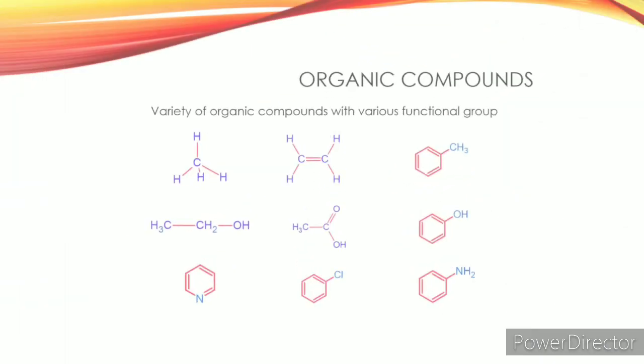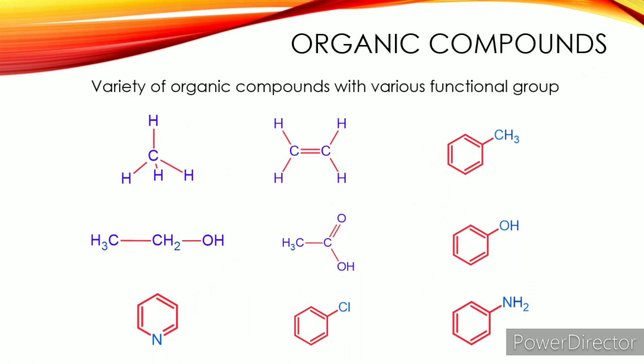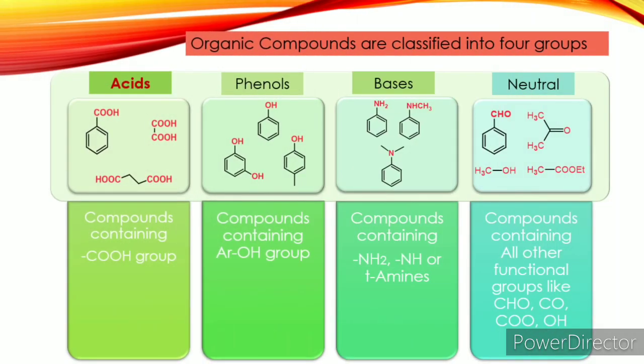Hello friends. You know that there are an enormous number of organic compounds with various functional groups like alkane, alkene, alkyne, alcohols, aldehydes, ketones, acids, esters, amines. The list is exhaustive. And it is really difficult to identify these compounds separately. So, for our convenience, for easy identification of these compounds, we have grouped them into four groups according to their chemical nature, and these four groups are acids, phenols, bases, and neutral.